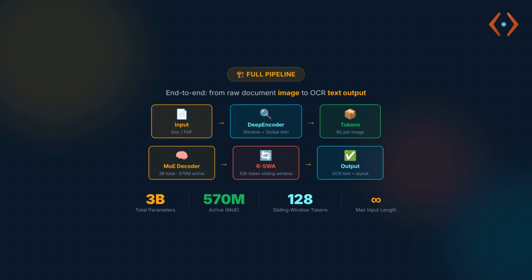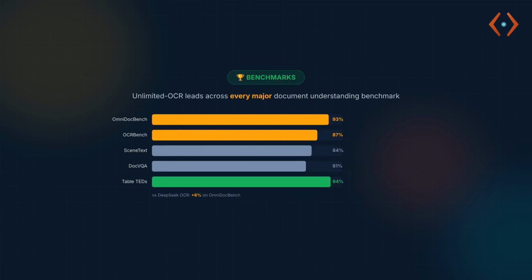Unlimited OCR replaces every single attention layer in the decoder with R-SWA. Every one! And here's what's surprising. It doesn't lose accuracy. It actually gains. The model learns to pass useful context through the sliding window, soft forgetting, just like a human. On OmniDocBench v1.5, Unlimited OCR hits 93% overall, 6 points above the DeepSeek OCR baseline.